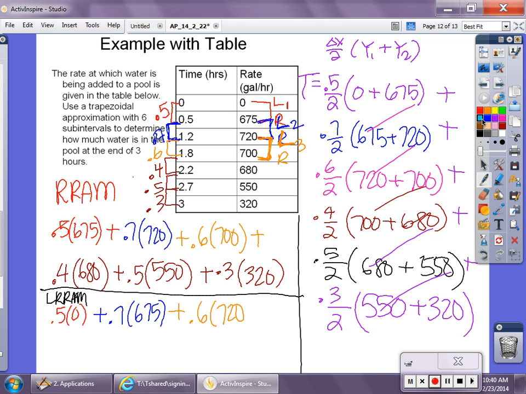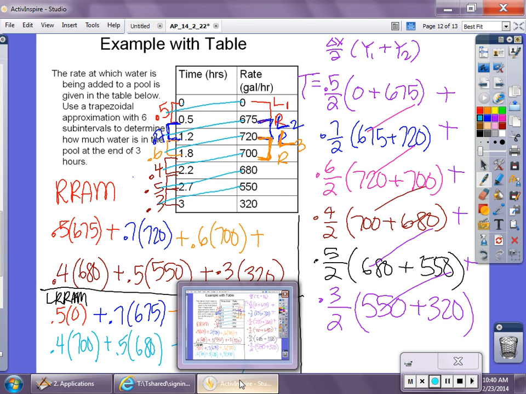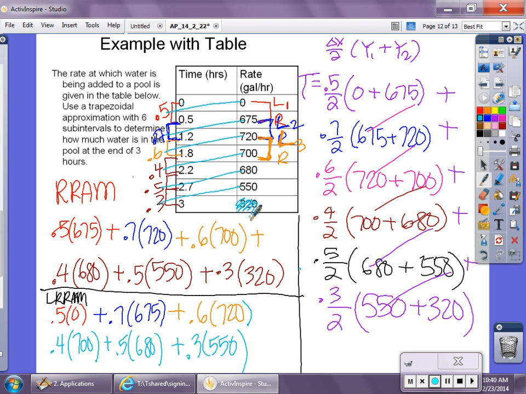I'm going to show you in blue. The left, so this width matched up with this one, this blue one matched up with this guy, this one matches up with this one, and you can now physically see which ones you're going to use in order. So 0.6, and then I got 0.4 times 700, then I have 0.5 times 680, and then I have 0.3 times 550. So the values are different than the RRAM, and you'll notice for the LRAM we didn't use this guy, but for the RRAM we didn't use the first one.